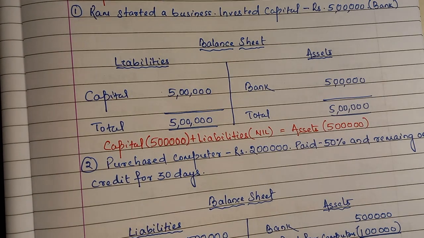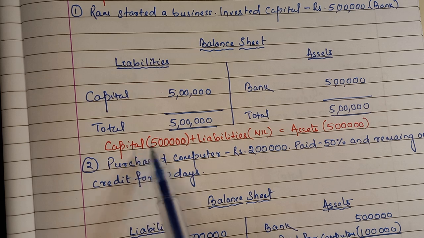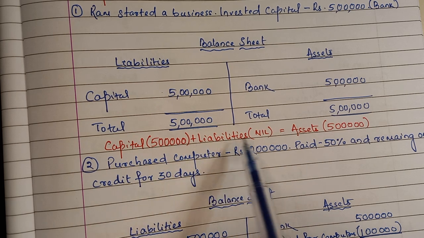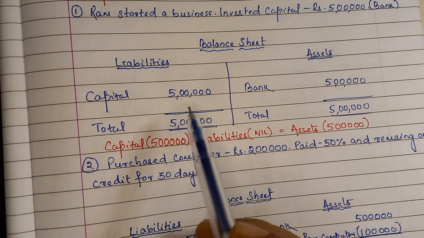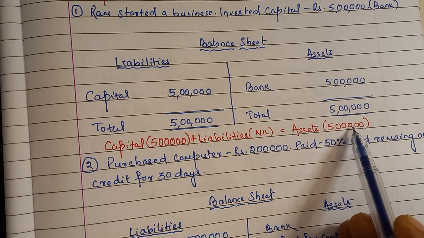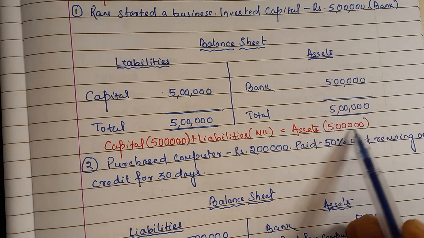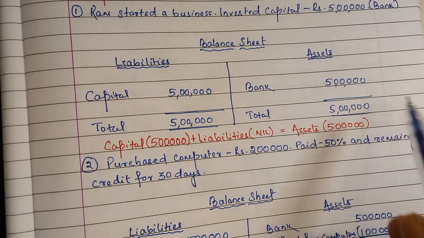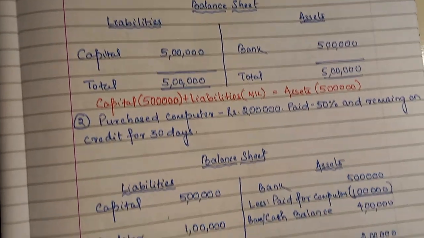So as per our formula, the accounting equation: capital 5 lakh plus liability nil. There is no liability here, right? Only capital is there. Equal to assets, 5 lakh rupees, which is nothing but your bank balance, right? So this is the first transaction. Now let's go through the second transaction.